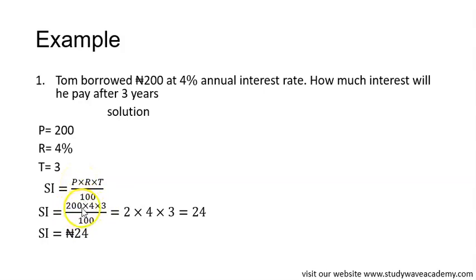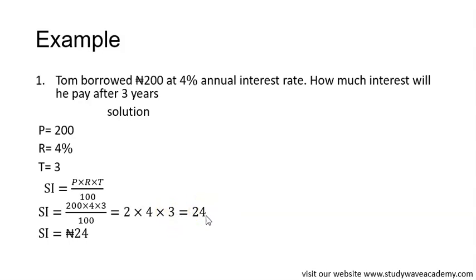We have here 200 times 4 times 3 over 100. We use the cancellation method. 0 cancels 0, 0 cancels 0. So we are left with 1 here and 2. So we have 2 times 4 times 3 left. There's no need to put it over 100 because it's insignificant, okay? So we have 2 times 4 times 3. When you multiply this together, you have 24.